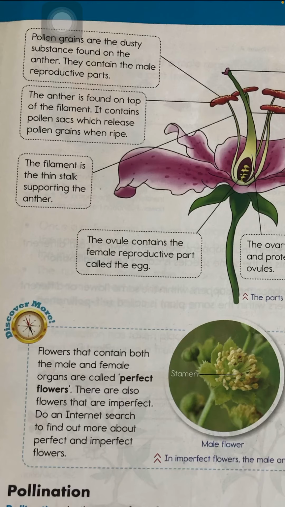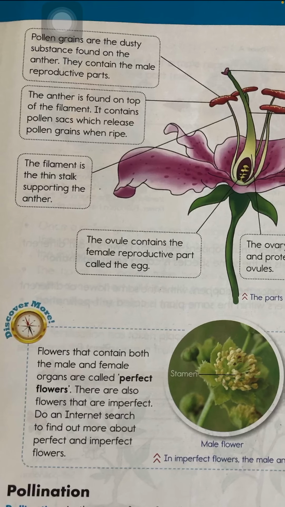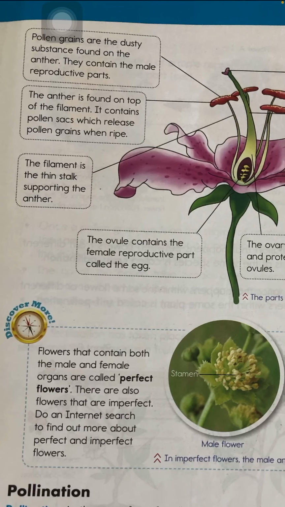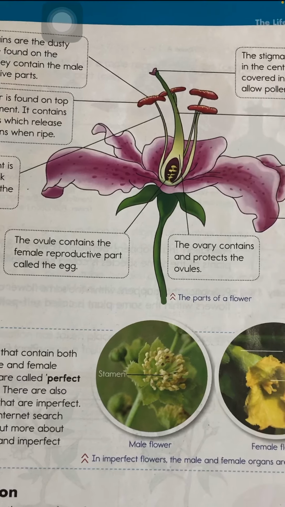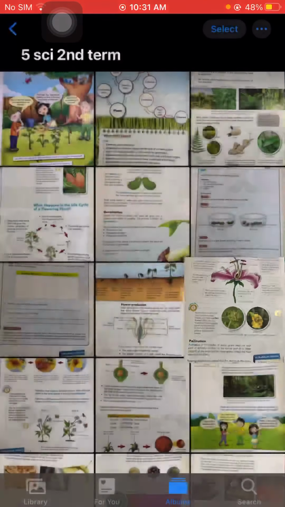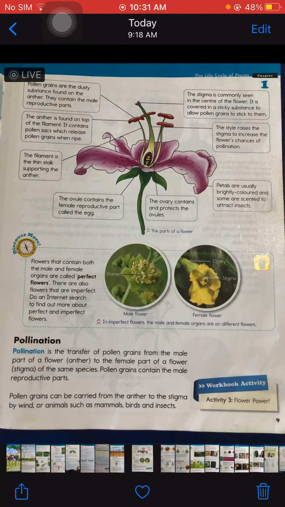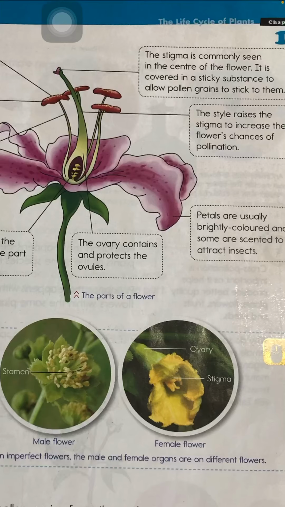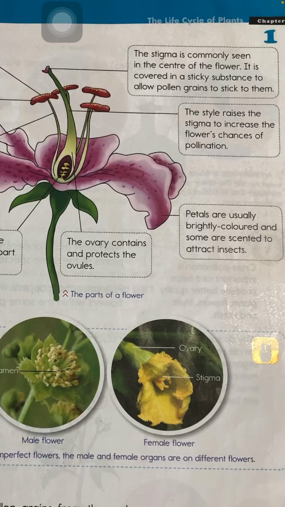This whole structure, these three boxes, explains the male reproductive part. Now discussing the stigma, the first part of the carpel, which is commonly seen in the center of the flower. It is covered in a sticky substance to allow pollen grains to stick to it. The style, the further part, raises the stigma to increase the flower's chances of pollination.